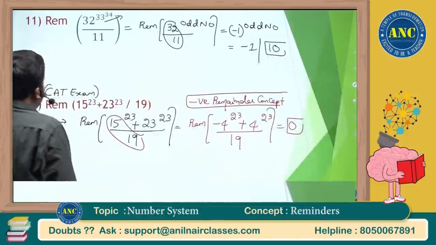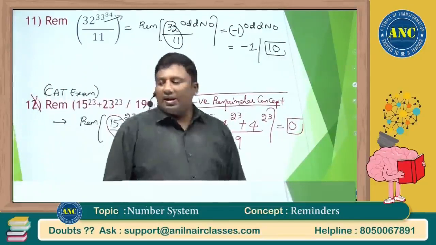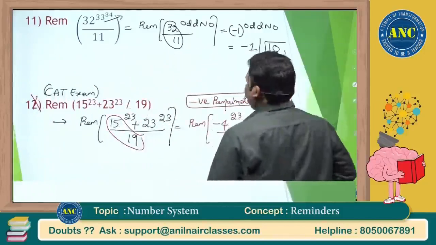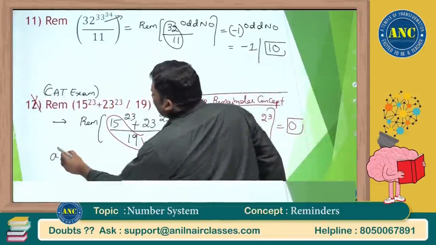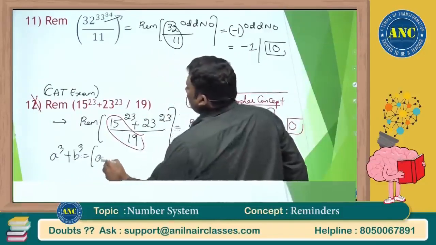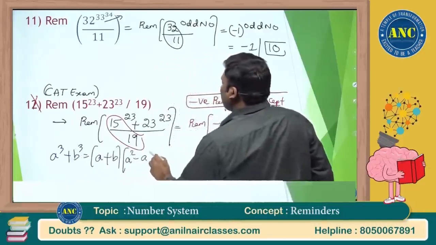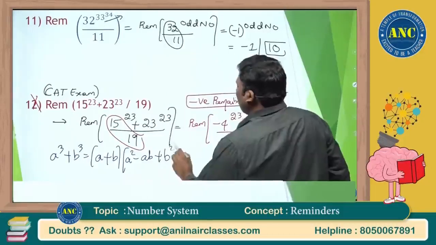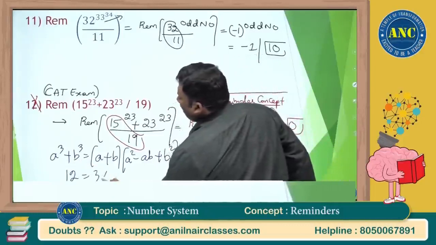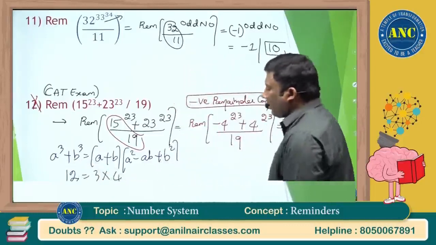This is an original CAT exam question. This question can also be solved by using another concept. A cube plus B cube is nothing but A plus B into A square minus AB plus B square. 12 is nothing but 3 into 4, so 3 is a factor of 12.